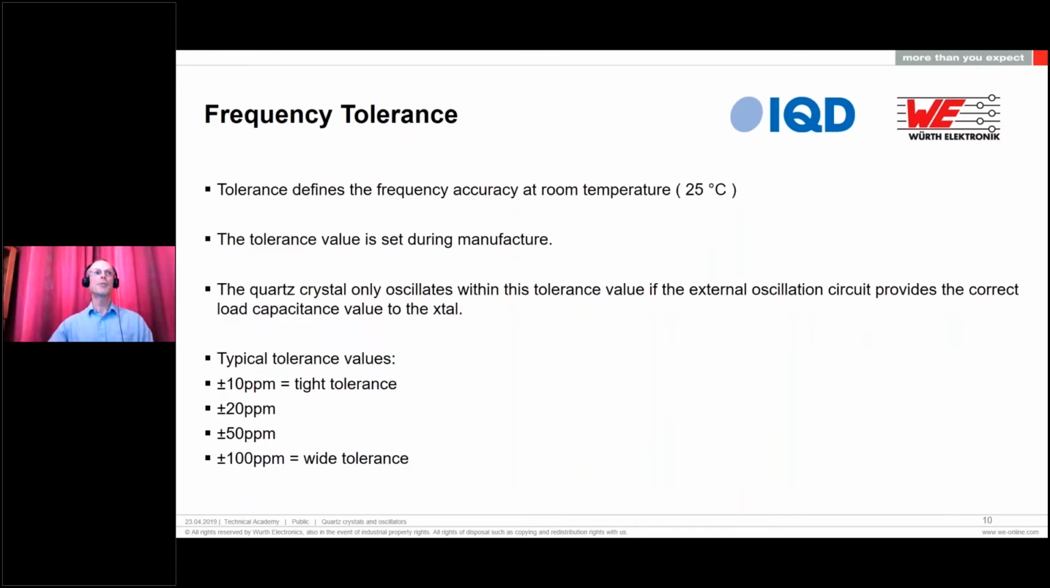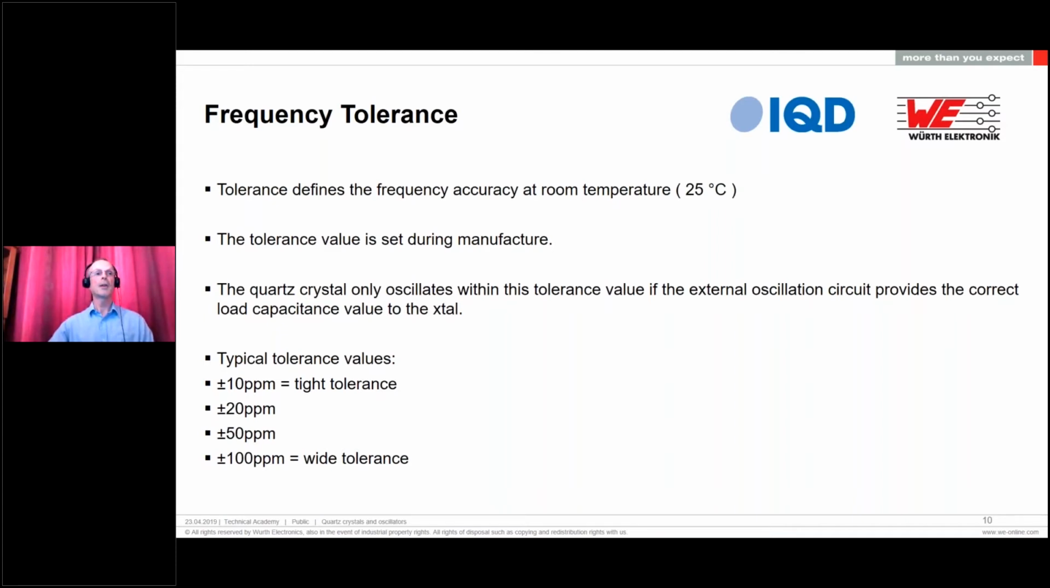As I said, the frequency tolerance defines the frequency accuracy at room temperature. And this tolerance value is set during manufacture, as I stated previously, by adding or subtracting electrode material. However, the quartz crystal only oscillates within this tolerance value if the external oscillation circuit provides the correct load capacitance value to the crystal.